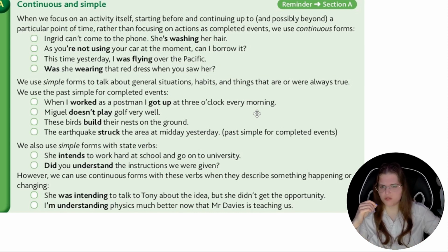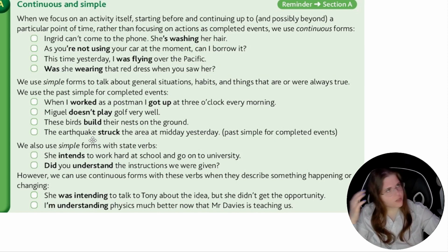At 3 o'clock, wow. Miguel doesn't play golf very well. This is just a fact about him. These birds build their nests on the ground. On the ground? Okay. They do this every spring. Every spring. Okay. The earthquake struck the area at midday yesterday.